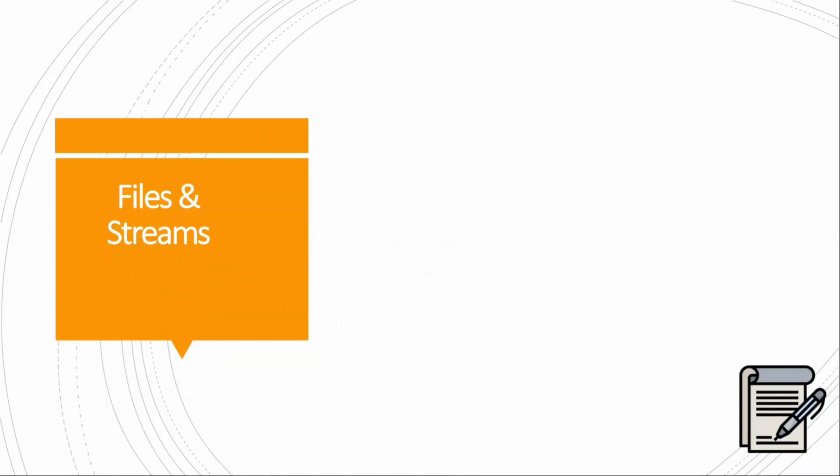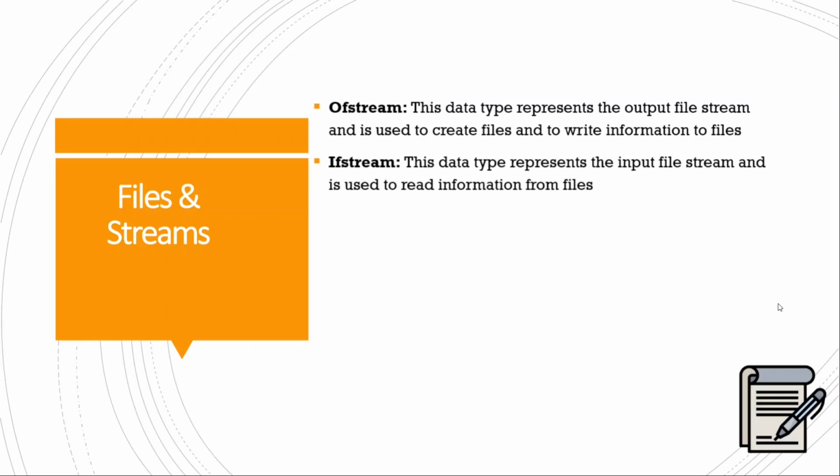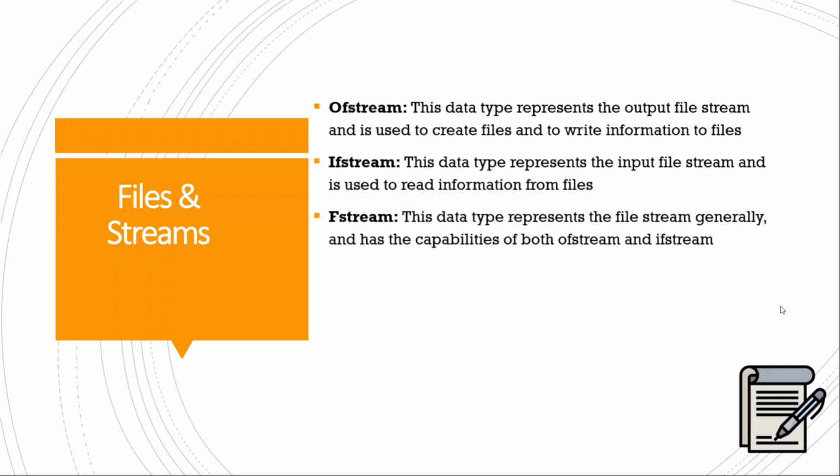When dealing with files and streams, it is important to know the keywords that are used in file manipulation. The first being ofstream, and this data type represents the output file stream and is also used to create and to write information to files. Secondly, we have ifstream, and this data type represents the input file stream and is used to read information from files.